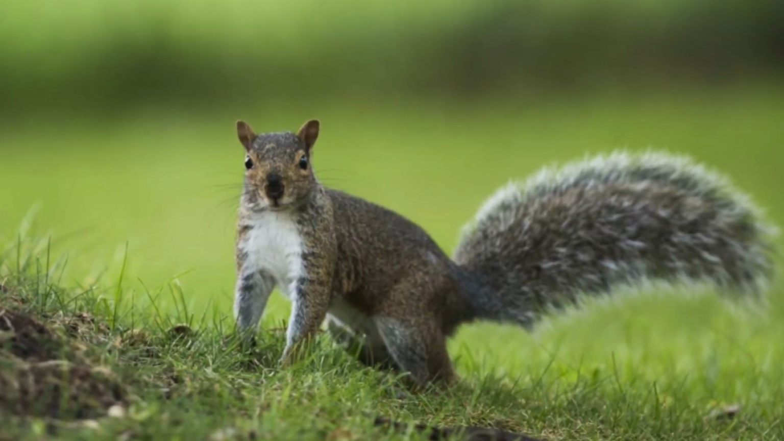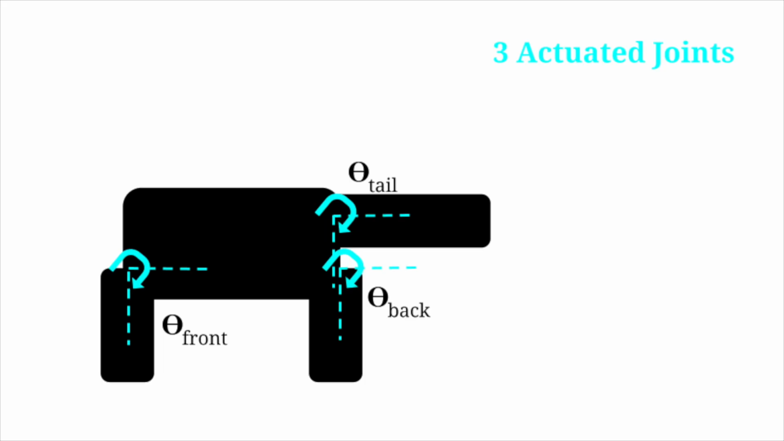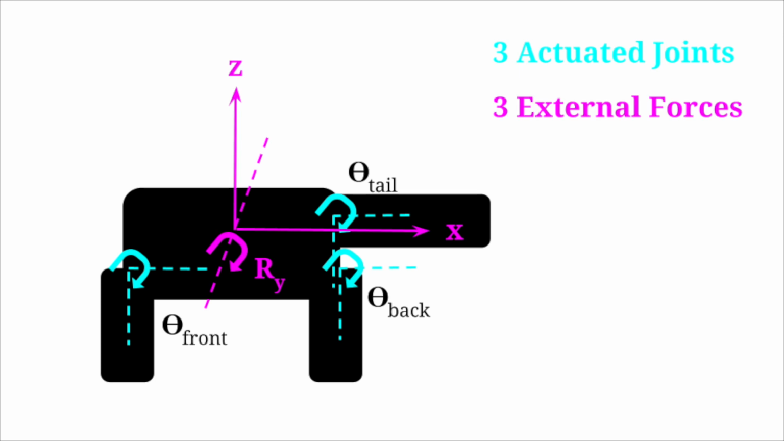I modeled our squirrel friend here as a cylinder body attached to 2 legs and a tail. All 3 joints are actuated with torque limits. The squirrel is allowed to translate in the X and Z axes and rotate about the Y axis. Applying external forces and torques around these axes will simulate the squirrel being launched off from the platform.